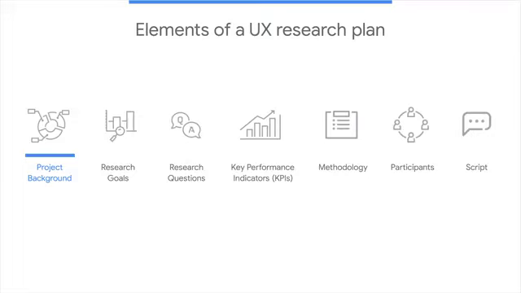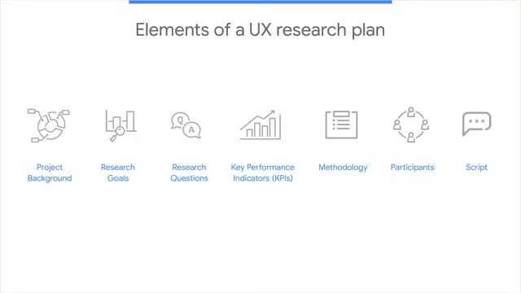Ready to start our journey through a UX research study? Let's explore the first step, planning the study. Like any good explorer, you need to have a plan for where you're headed. There are 7 elements that your plan should include: the project background, the research goals, the detailed research questions, the key performance indicators or KPIs, the methodology, the participants, and the script or questions you'll ask participants.